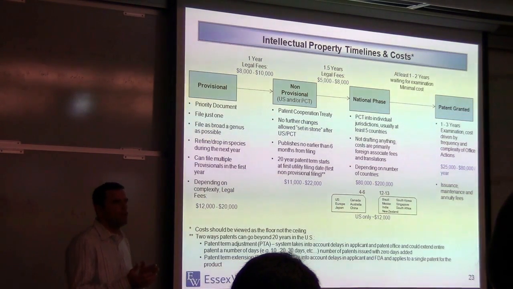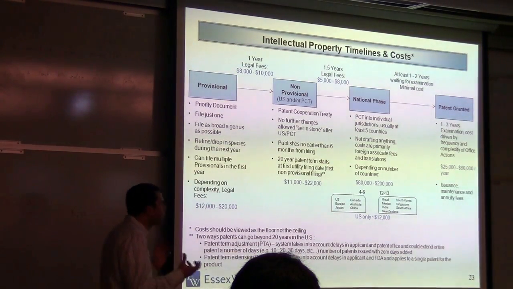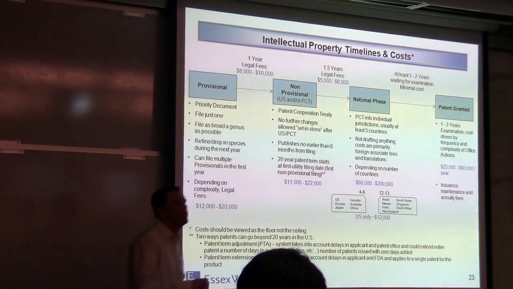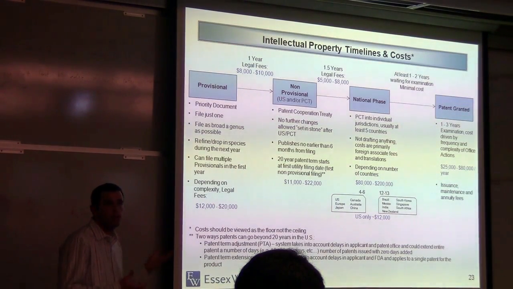And most of the expense is not coming from redoing the claims and all of that, because everything's already set in stone. There's no more drafting anymore. This is really around foreign associate fees and translations and things of that nature. But as a small biotech, when you get into this phase, you've got to balance how many countries do I file in versus how much money do I actually have at my disposal.